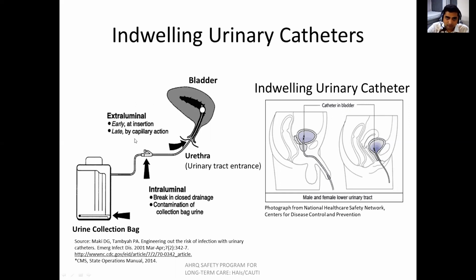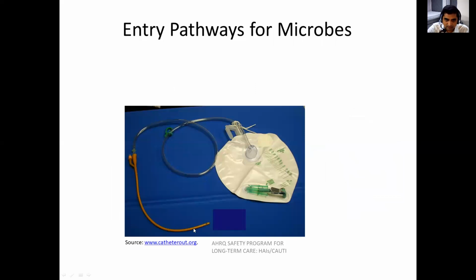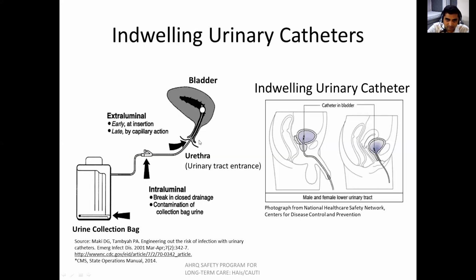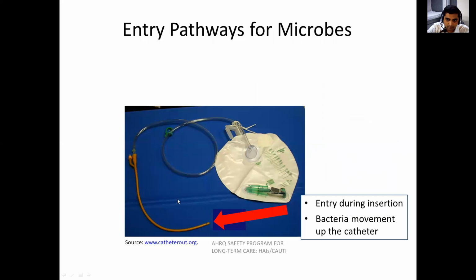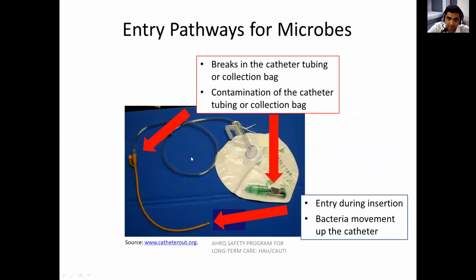And why is infection risk high with an indwelling urinary catheter? There are extraluminal and intraluminal factors. You can see these are extraluminal factors, while insertion of catheter, or later on with capillary action of microbes. Here, from capillary action of microbes, they can get ascending infection and then go to the bladder. And there are intraluminal factors like bag and tubing. So any break in the catheter tubing or collection bag, or contamination of catheter tubing or collection bag, will lead to increased risk of catheter associated infection or colonization.